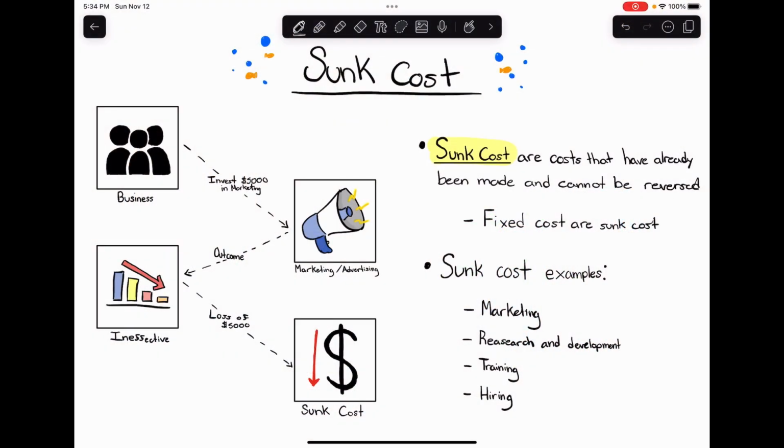Before we plunge into what sunk cost fallacy is, let's understand what sunk costs are. A sunk cost is a cost that has already been made and cannot be recovered. Once the money is spent, it's gone. Let's say, for example, you invest $5,000 on marketing and advertising to help spread the word of your business. As a result, the marketing and advertising proves ineffective, and because you already spent $5,000, this amount is considered a sunk cost, a loss of $5,000.